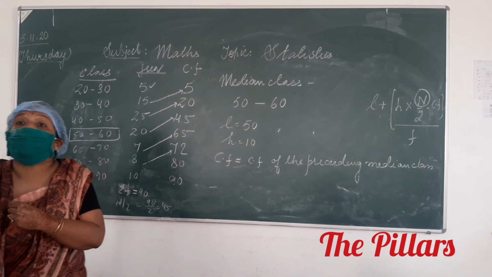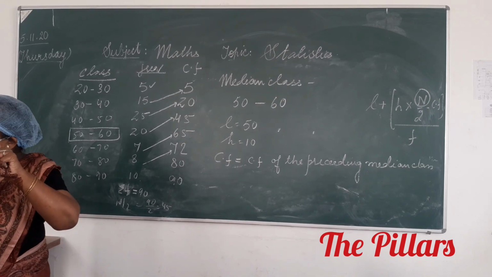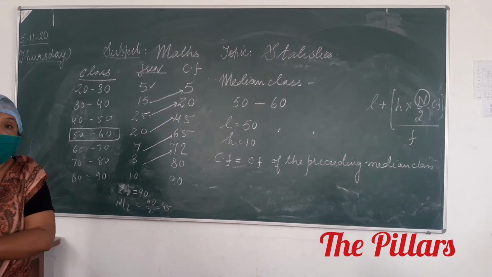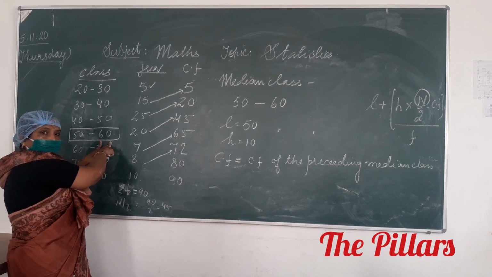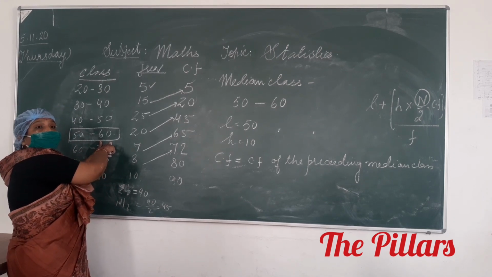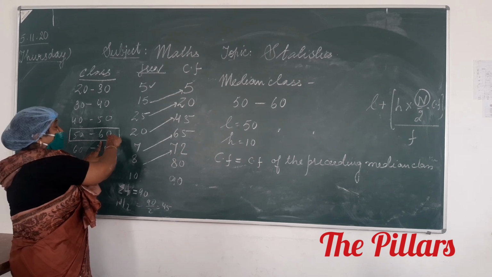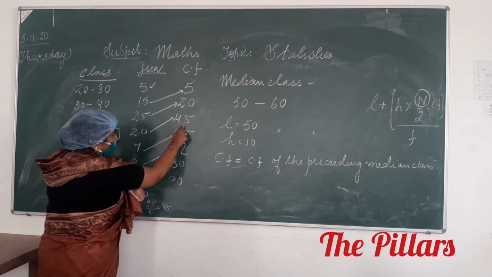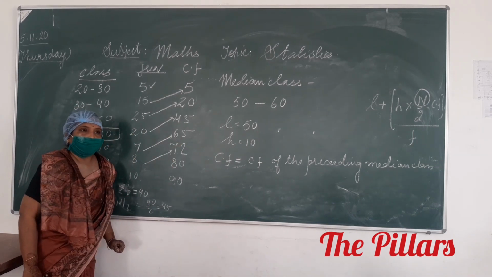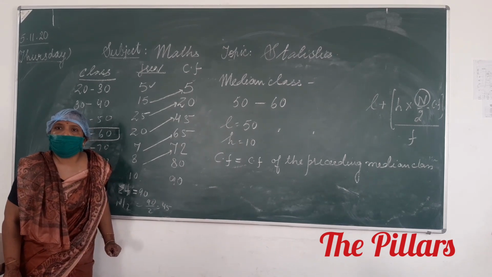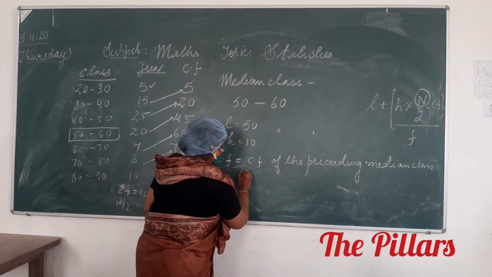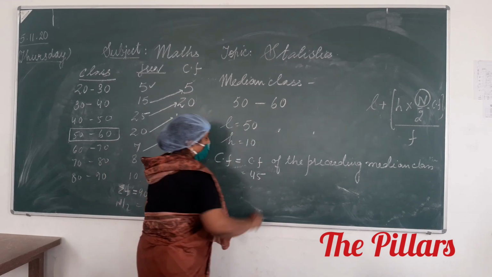Preceding मतलब पहले. The median class you have chosen, before that. Okay. Which one is the median class? This. So the cumulative frequency of the preceding class. What is it? 45. Yes or no? Did you understand or not? Yes, ma'am. Cumulative frequency of the preceding class is 45.